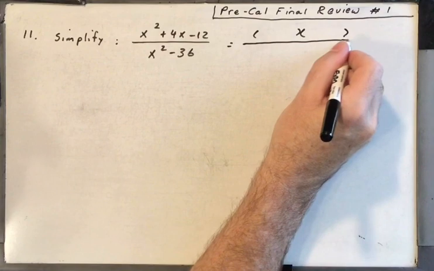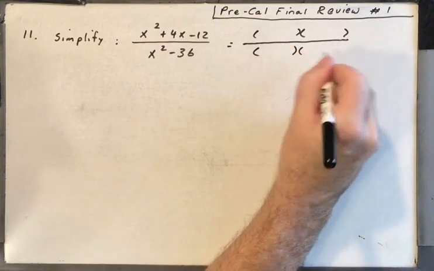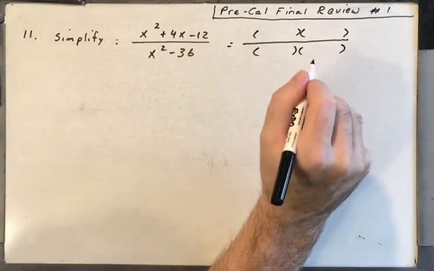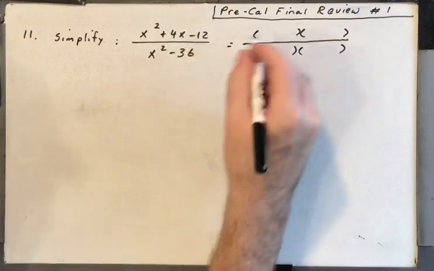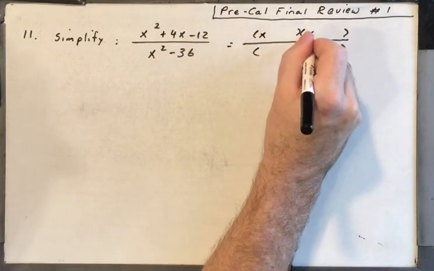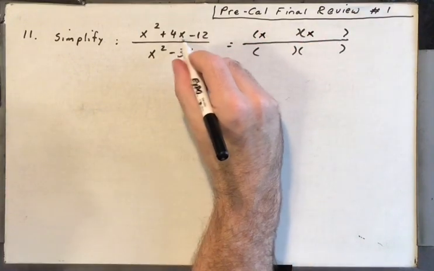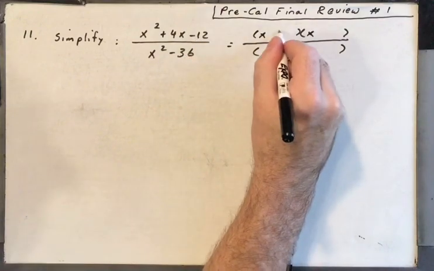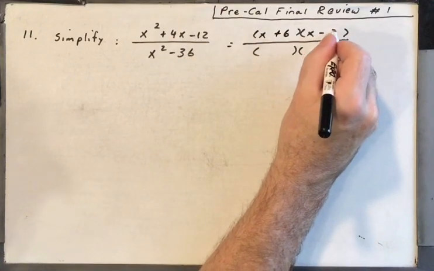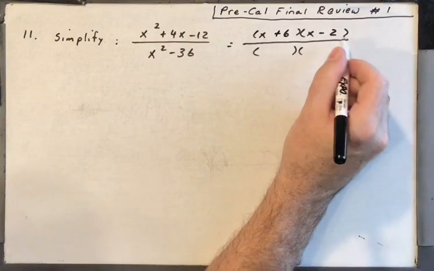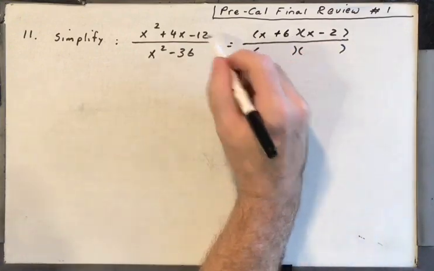So let's just go ahead and put our parentheses in, make ourselves feel better about that. All right, the top, I think we've got an x and an x, and I need something to give me positive 4 in the middle. I'm thinking a plus 6 minus 2 would do it. All right, FOIL it back out and see if you get that.